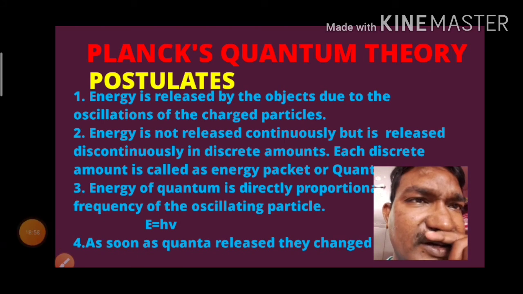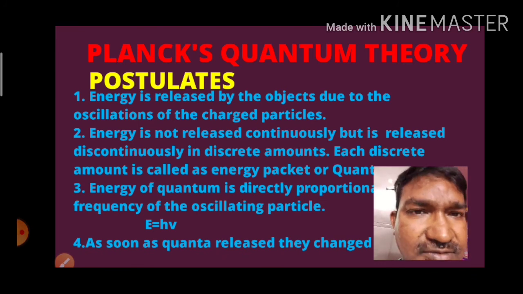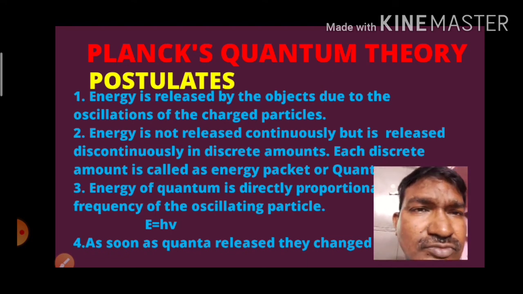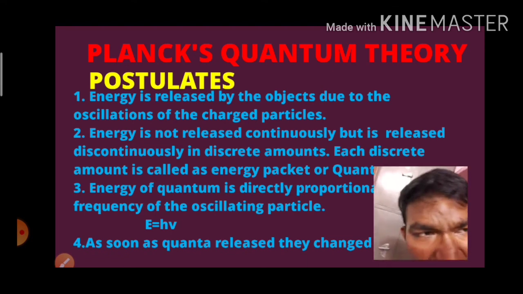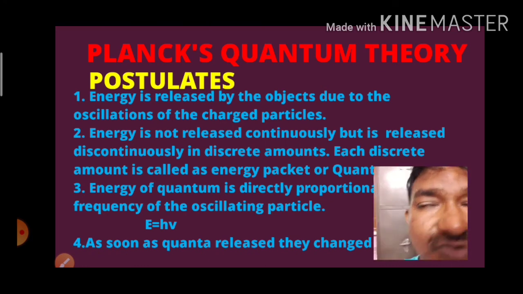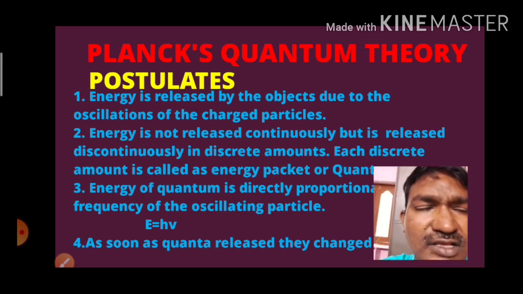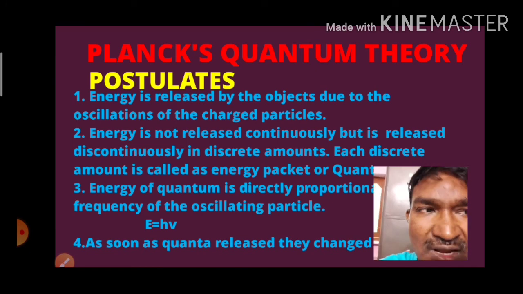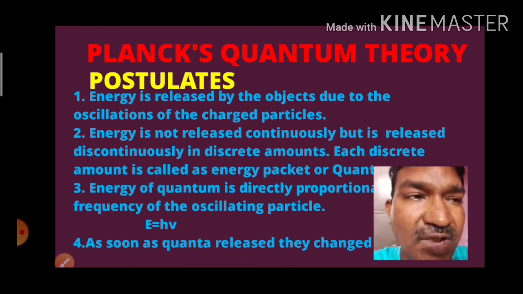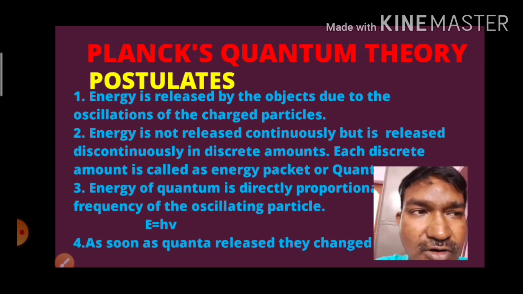First postulate is that energy is released by the objects due to the oscillations of the charged particles. Here those charged particles are nothing but electrons. We know very well that sound is produced by an object due to the oscillations of the object. So when an object oscillates, it generates sound. In a similar way, light is produced due to the oscillations of the charged particle. There is a similarity in the production of light as well as sound.